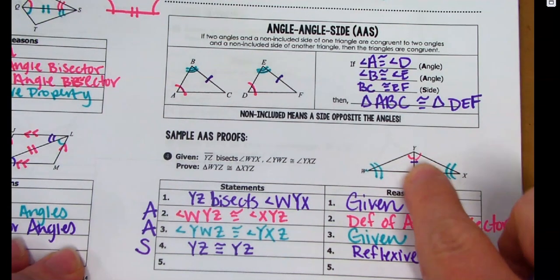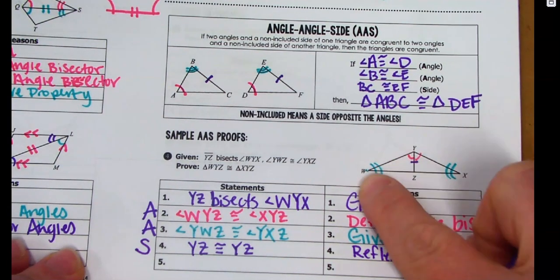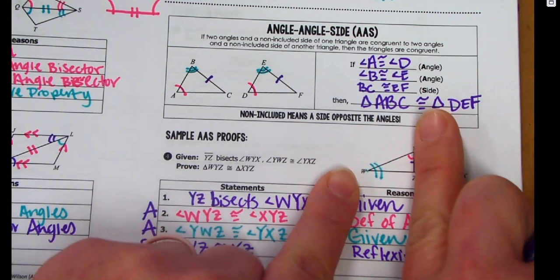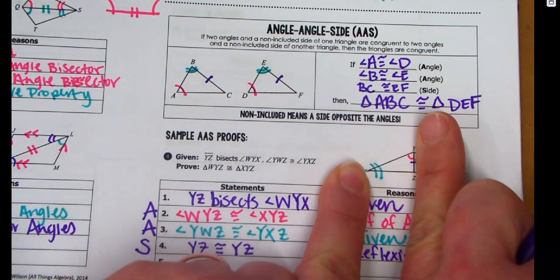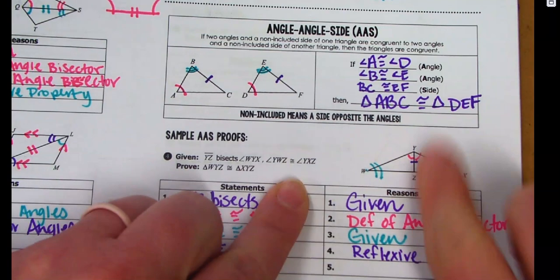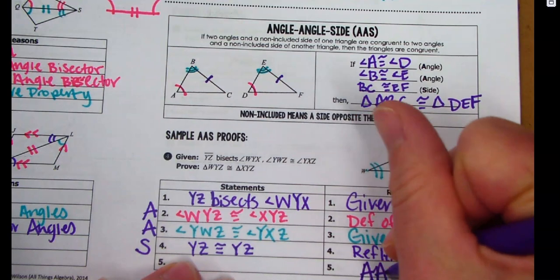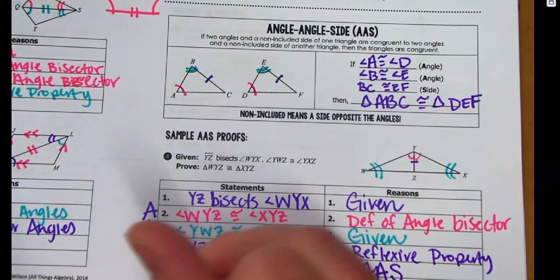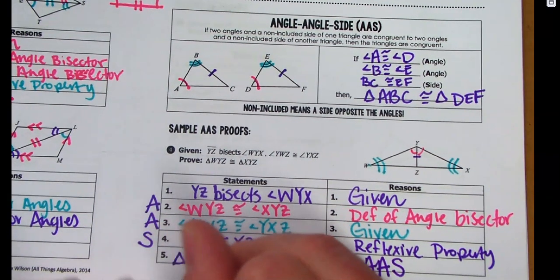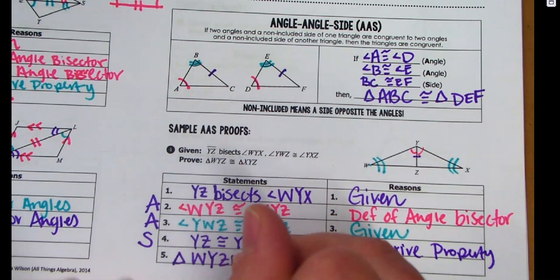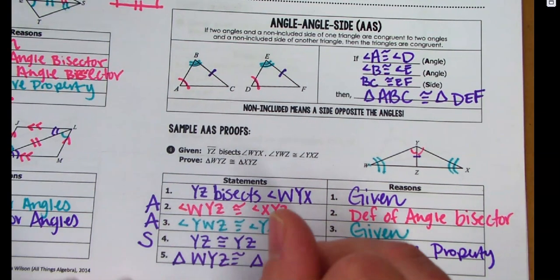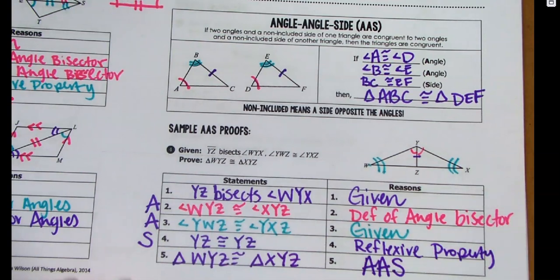The included side would be WY. That connects those two angles, but we're not using the included. We are using this side that is opposite that, so it's angle, angle, side. And that proves triangle WYZ is congruent to triangle XYZ.